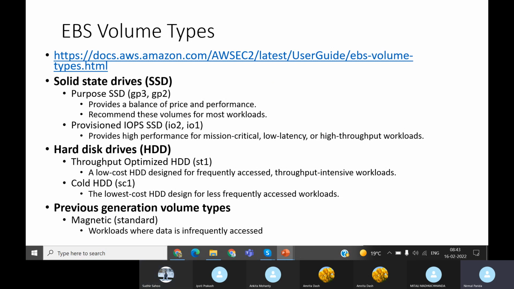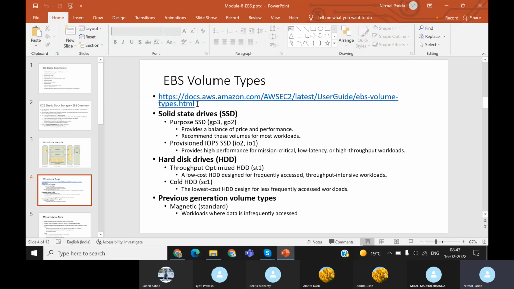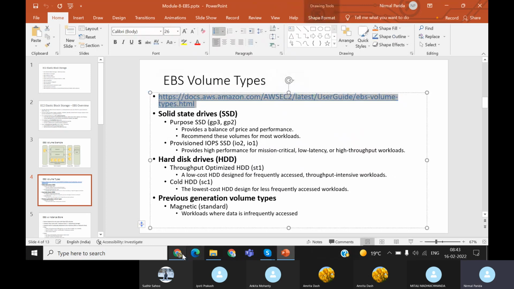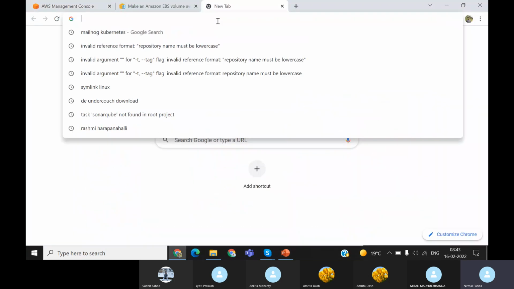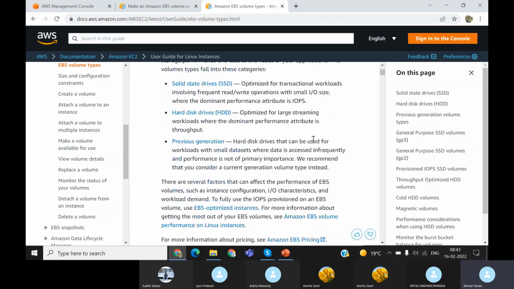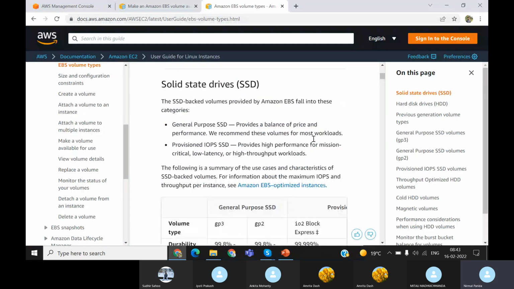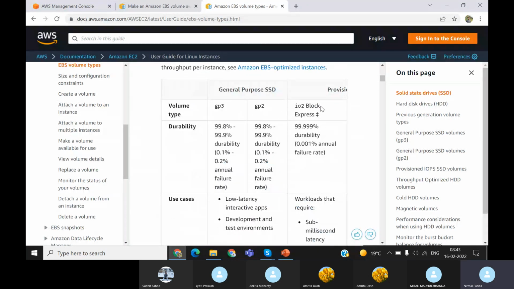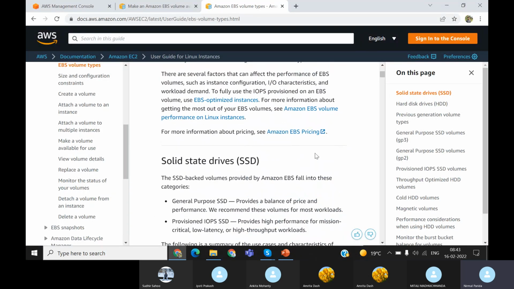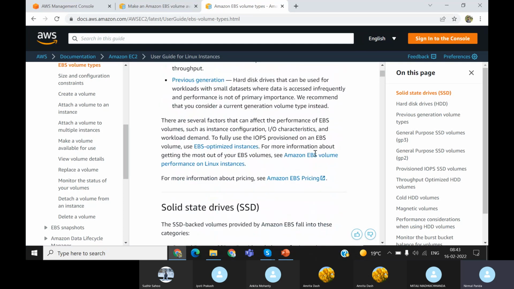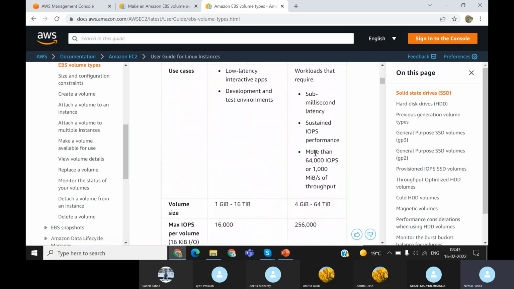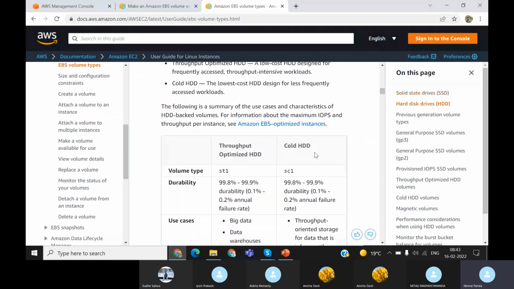While writing this PPT, these were the volume types supported. You can check this to get the latest types. Maybe the same types: GP2, GP3, and I think IO2 Block Express. You can refer to this to get the latest volume types, and the details are given here.